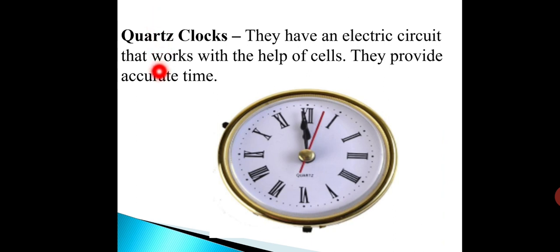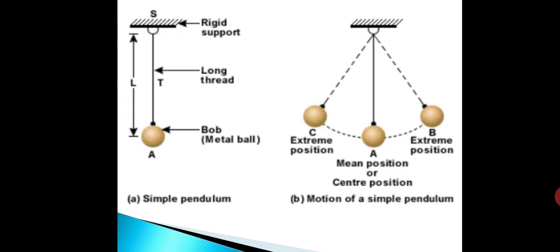In these clocks, quartz is written there also. You can read QUARTZ. Now they have an electric circuit that works with the help of cells, and they provide you the accurate time, right? Okay, let's move further.